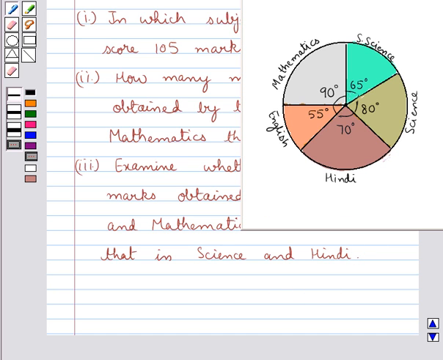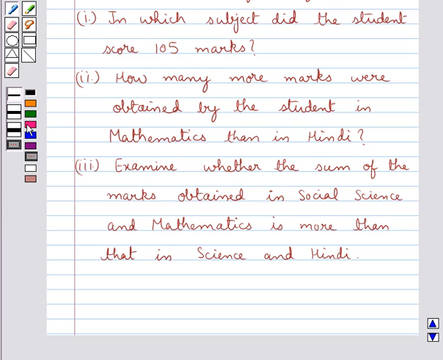First, let's analyze the pie chart given to us. As you can see in this pie chart, we are given the central angles for each subject, like 90 degrees is the central angle for mathematics, 65 degrees is the central angle for social science, 80 degrees for science, 70 degrees for Hindi and 55 degrees for English. Now let's move on to the solution.